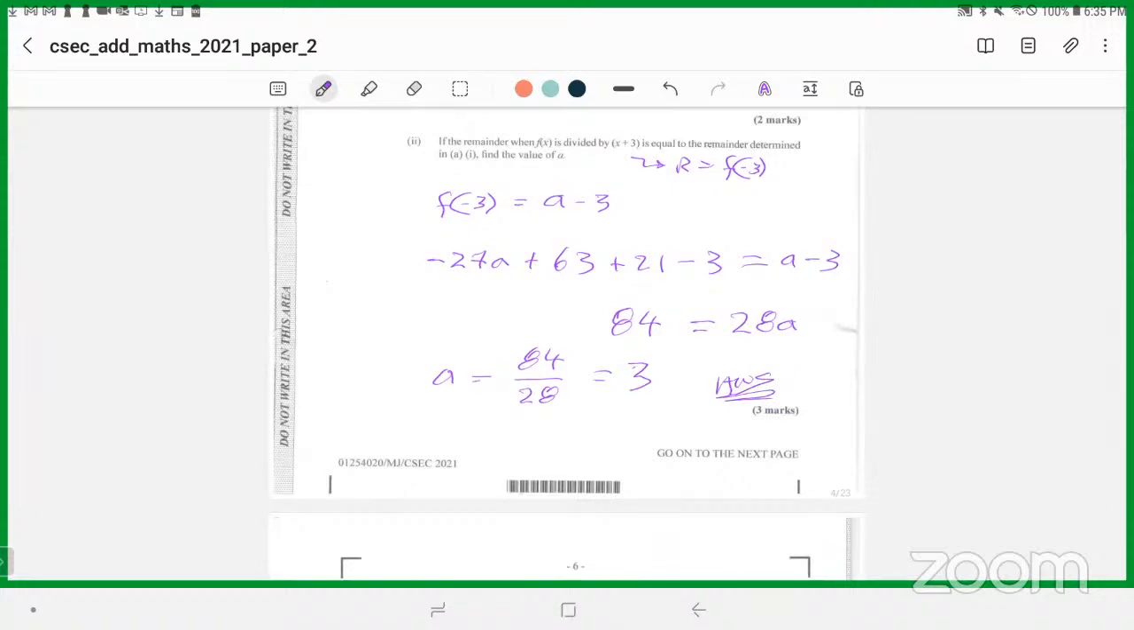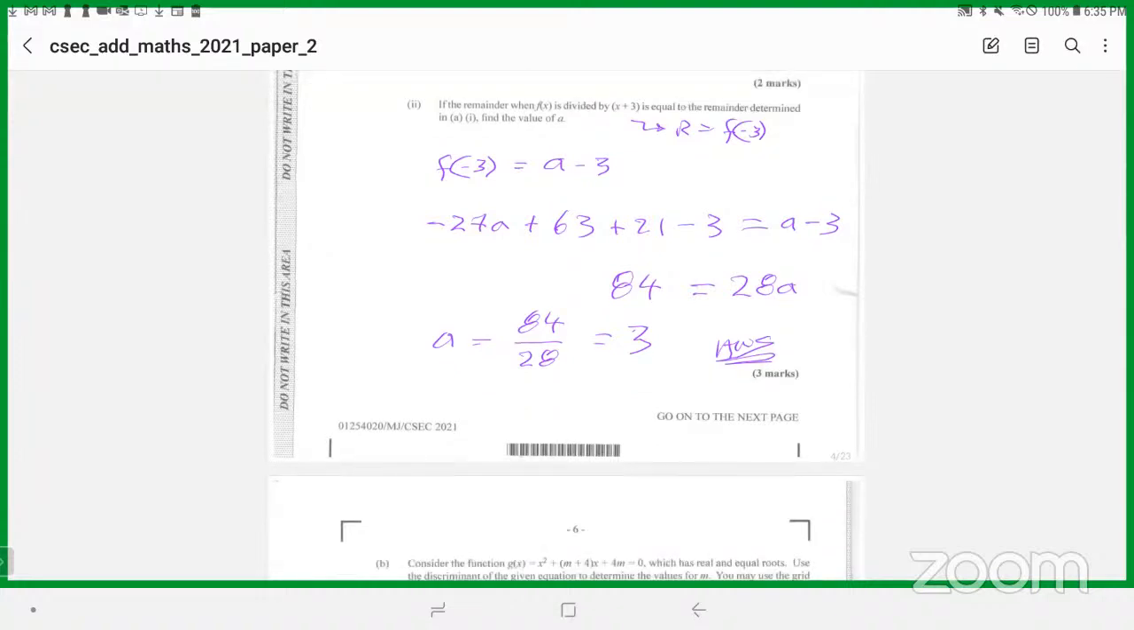Basically, it's almost the same question. But good? Yes, sir. All right. So we're going to 2019 now. 2019.